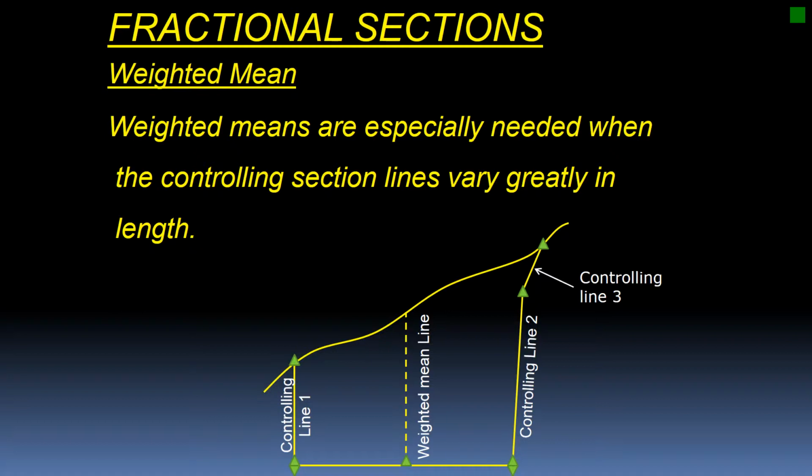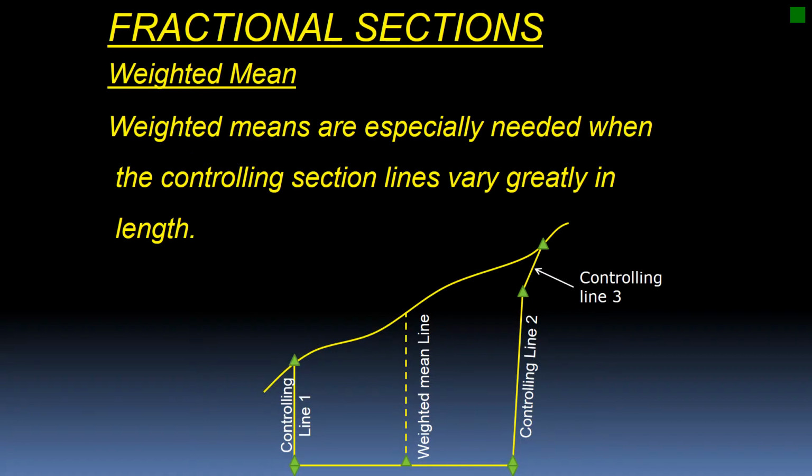Now let's take a look at this graphic. The weighted means are especially needed when the controlling section lines vary greatly in length. Take a look at our graphic here. On the east side, the controlling line is much larger or much longer than the controlling line on the west side. So we're going to call the controlling line on the west side line number 1, and we're going to call the controlling line on the east side line number 2, and then the other controlling line, line number 3.